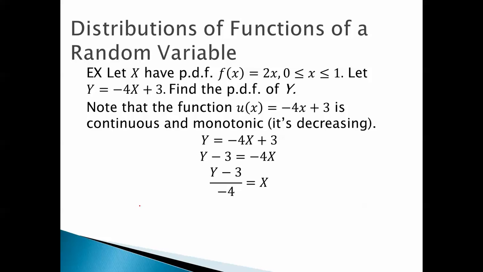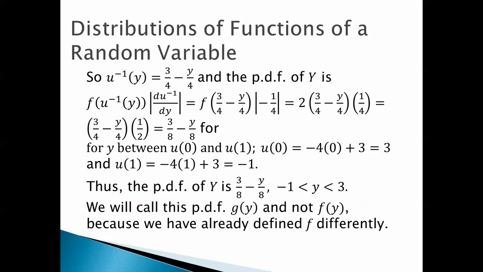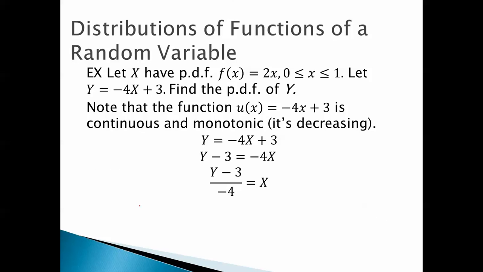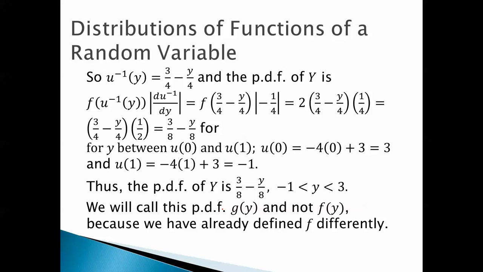We need to find the inverse. y minus 3 equals negative 4x. y minus 3 over negative 4 equals x. So u inverse of y would be 3/4 minus y over 4. Again, x is y minus 3 over negative 4. You can write that as y over negative 4 plus 3/4. And indeed, we do that on the other side. u inverse of y equals 3/4 minus y over 4.